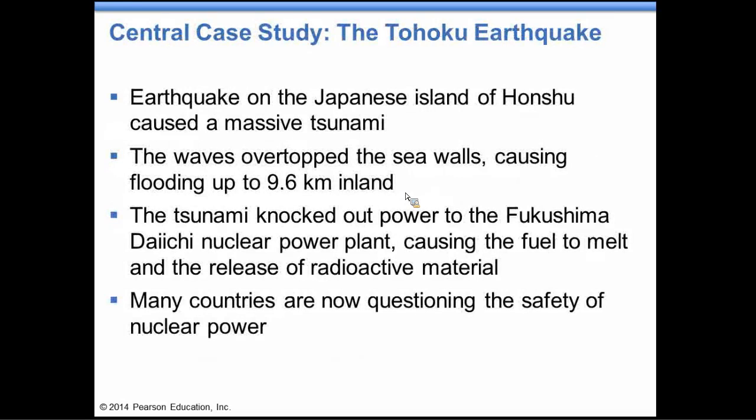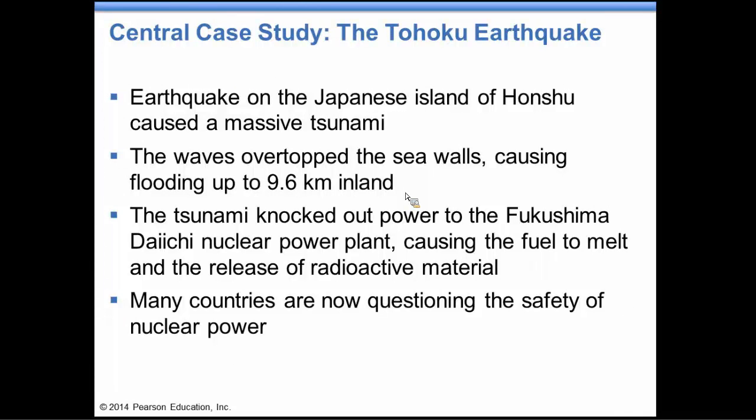We want to start off with a central case study, the Tohoku earthquake, as it shook the Earth's trust in nuclear power. Little did anyone know that this quake would initiate a series of events that would not only affect Japan, but also the future of nuclear power around the world. The damage from the earthquake was supplemented by a following tsunami.